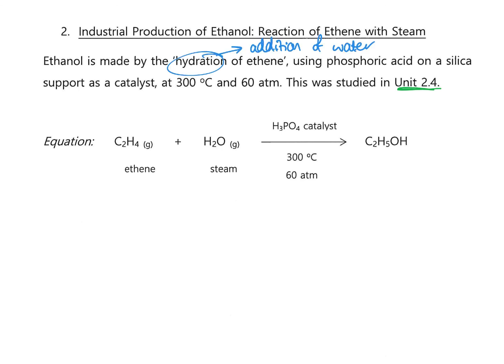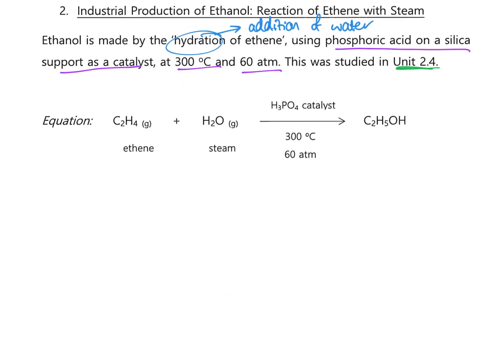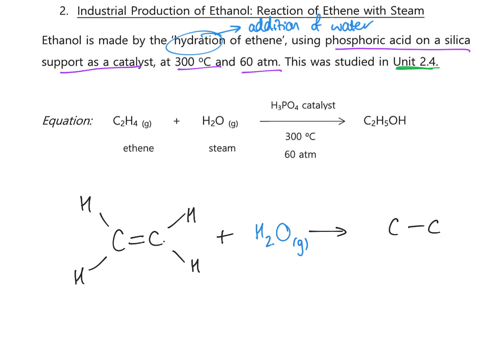You have to know the conditions for this, so you need to know your catalyst, your temperature and your pressure. Phosphoric acid on a silica support is your catalyst. Temperature is 300 degrees Celsius and pressure is 60 atmospheres. Again, we learnt this in our previous topic. So this reaction type could be called hydration. You can also refer to it as an addition reaction because we're taking two smaller molecules, in this case ethene and steam, in other words H2O, and we are adding that across the double bond. So this is an addition reaction.